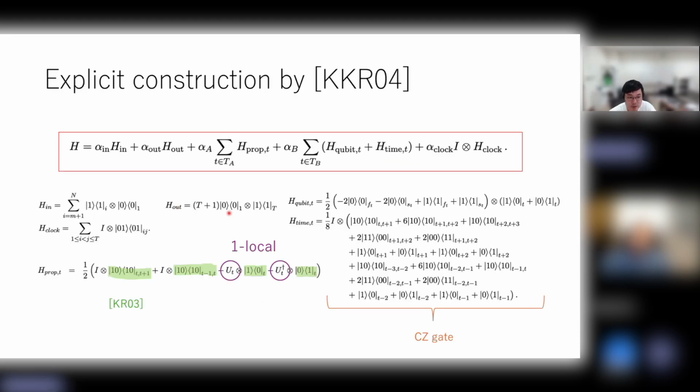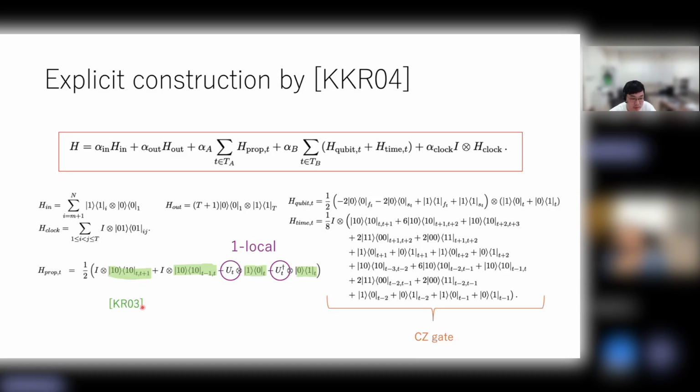This is the explicit construction. Basically, they introduce some special 2-local terms for the SWAP gate. And the CZ gate plus 1-qubit unitary is universal. So we can only consider one-local unitary in the propagation term.